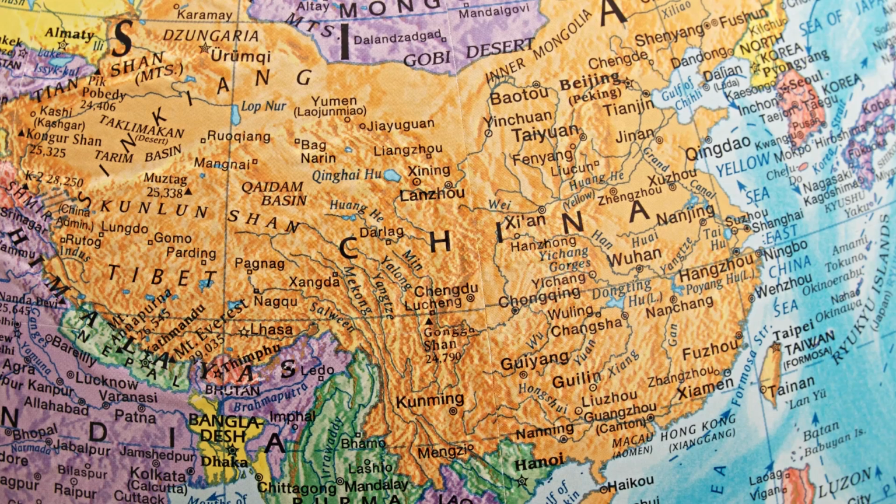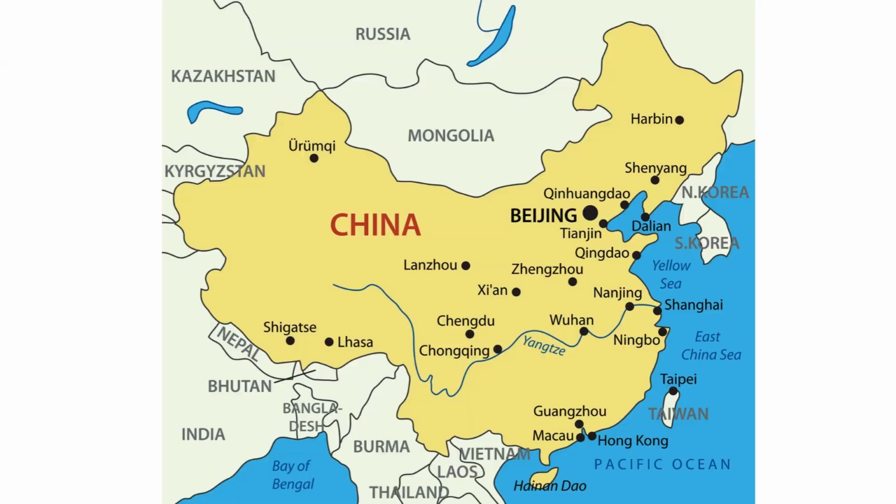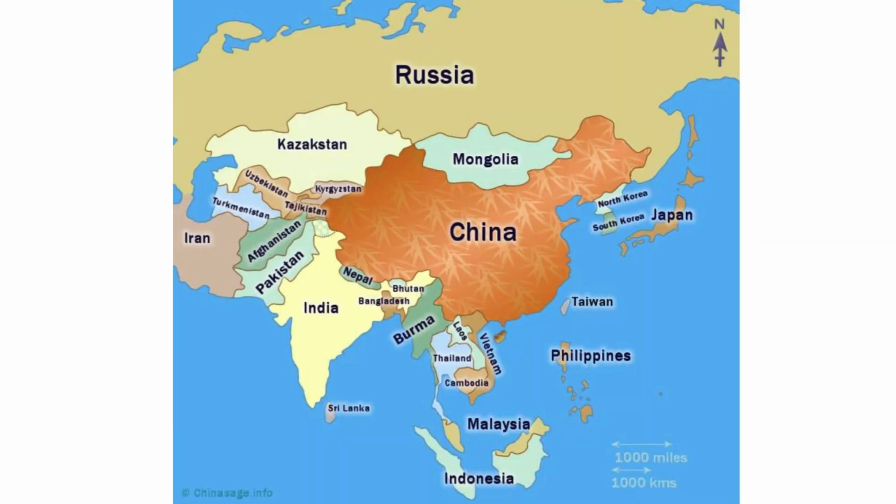China is a country of vast geographical diversity and complexity, making it one of the most fascinating regions to study. Let's break down its key geographical features. China is in East Asia and dominates the region.